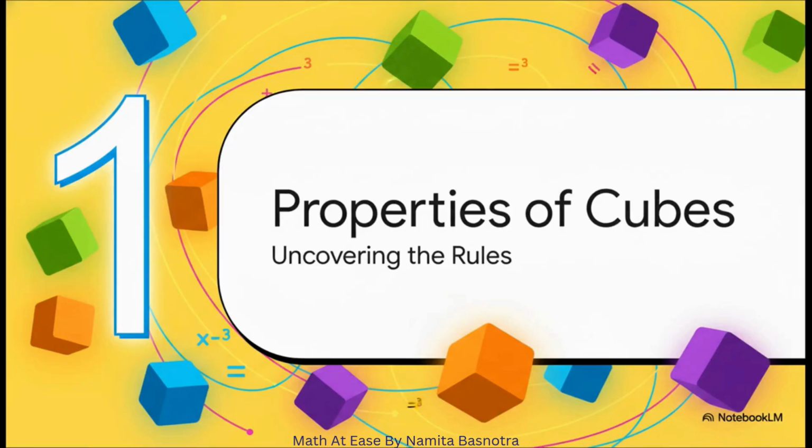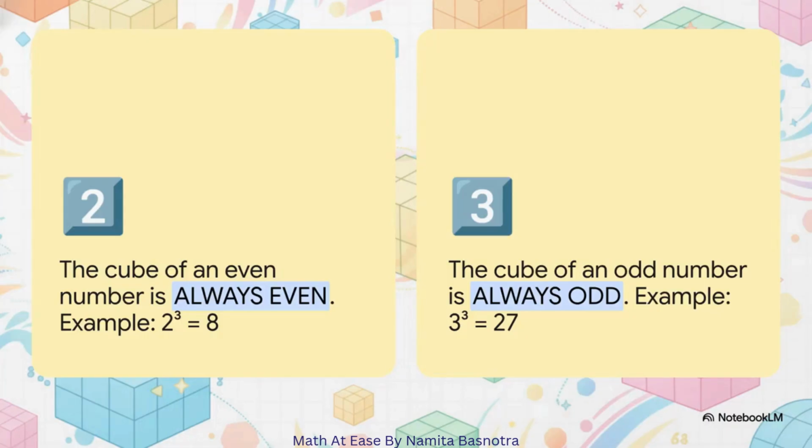Okay, so let's dig into some of the special properties that all cube numbers share. Think of these as the hidden rules that make them behave in really predictable and often pretty fascinating ways. First up, we've got a simple but really powerful rule. If you cube an even number, the answer is always going to be even. And yep, you guessed it, if you cube an odd number, the answer is always going to be odd. There are absolutely no exceptions. It's a neat little shortcut for checking your math.